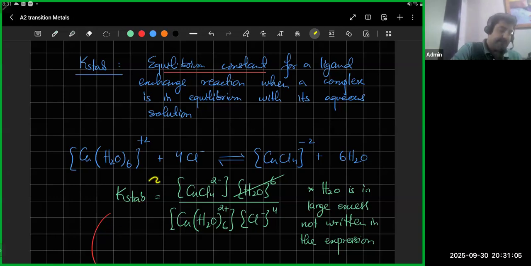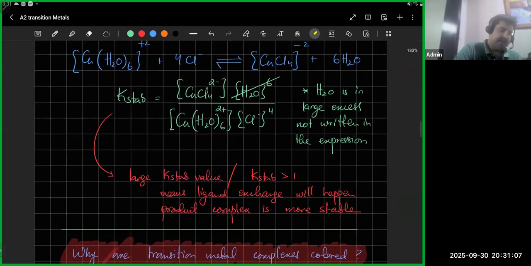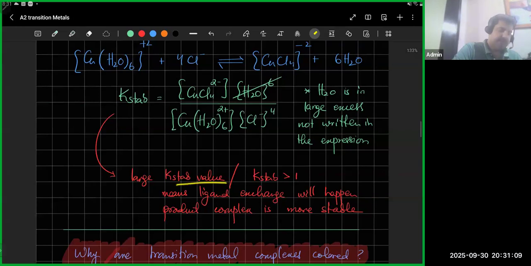That's it. So if K-stab has a larger value, if it's greater than 1, that means ligand exchange will happen. You'll get products. There's going to be more products formed. And that would also indicate that the product complex is more stable as well because it's getting formed.